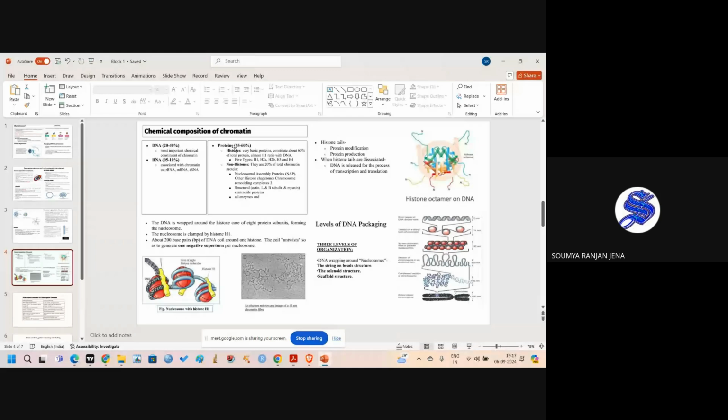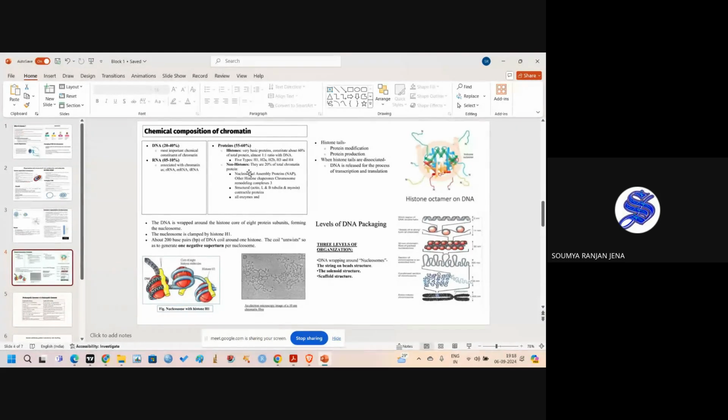Then we have discussed how this chromatin complex has DNA, RNA, and proteins, and these proteins are a major part to form a chromosome. And these proteins include both histones and non-histone proteins. The histone proteins have five types: H1, H2A, H2B, H3, and H4. And the non-histone proteins make up 20% of total chromatin protein.